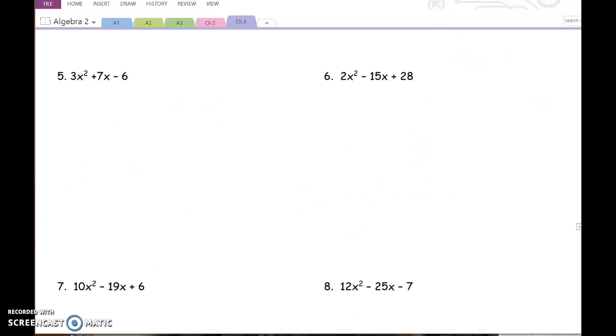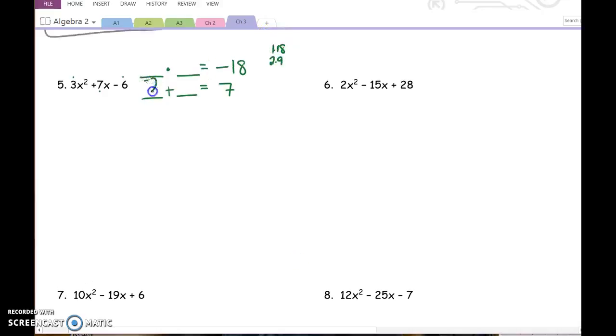Let's do number 5. First, we need to do the blanks. Because our a value is bigger than 1, we need to multiply a times c. So 3 times negative 6 is negative 18. Those same 2 numbers have to add up to our b value of 7. See if you can figure out those 2 numbers, split it into 4 terms, and factor. Negative 18 and 7. I think 2 and 9 are going to be the pair.